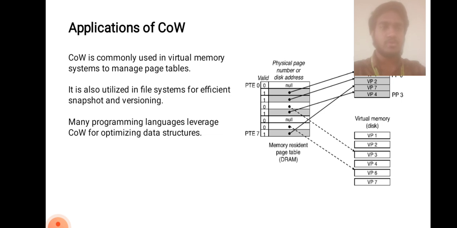In the figure we have to observe the physical page number or disk address, valid bit, and PTE, with entries like 0110 and so on, the first being null. Then we assign it to an address, such as VP1 or VP2. Then there is the memory resident page table, DRAM, and virtual memory disk. The physical page is connected to the virtual memory disk.